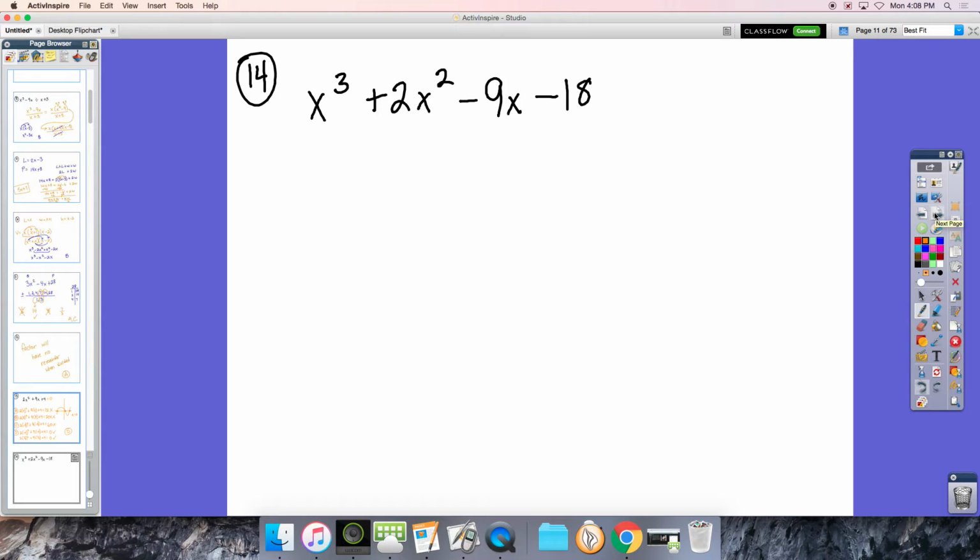14 says find the zeros for the following function. Same thing, you're going to plug in your answers, the answer choices, and see which one. So the first one I'm going to try is -2. Don't forget your parentheses when you're typing it in the calculator.